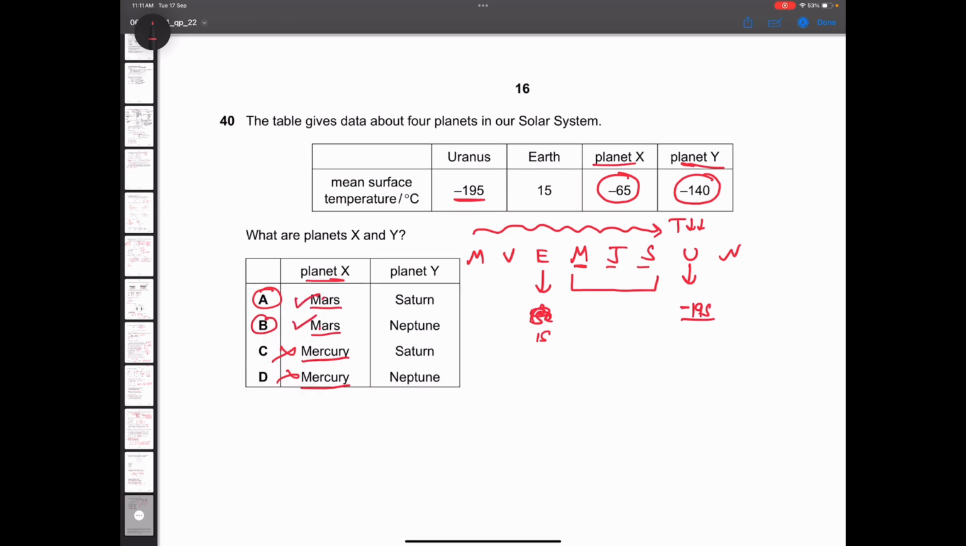Now we have to finalize between planet Y. As I can see that Uranus is minus 195 and planet Y is minus 140. So planet Y is clearly hotter than Uranus, right? Planet Y is hotter than Uranus means it should be closer to the Earth. So it could be either Mars, Jupiter, Saturn. Mars we have already picked. Now out of Jupiter and Saturn, which one is the answer? Saturn. So option A will be correct in this case.